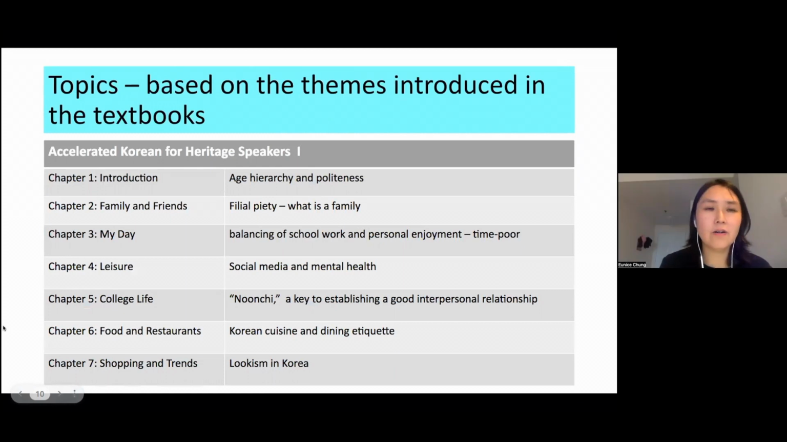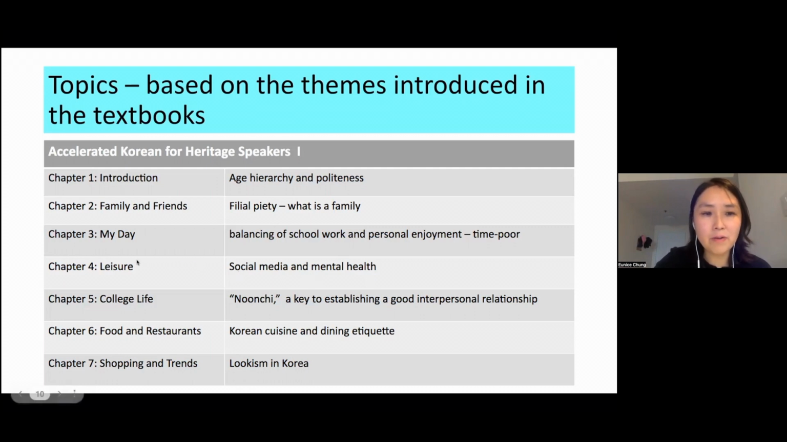So next, we will talk about the topics for the tasks that we developed. Most of the task topics were based on the themes introduced in the textbook. So we would try to follow the themes in the textbook. These are the chapters and the topics that we covered in the multiliteracies tasks. I will just go over some of them.